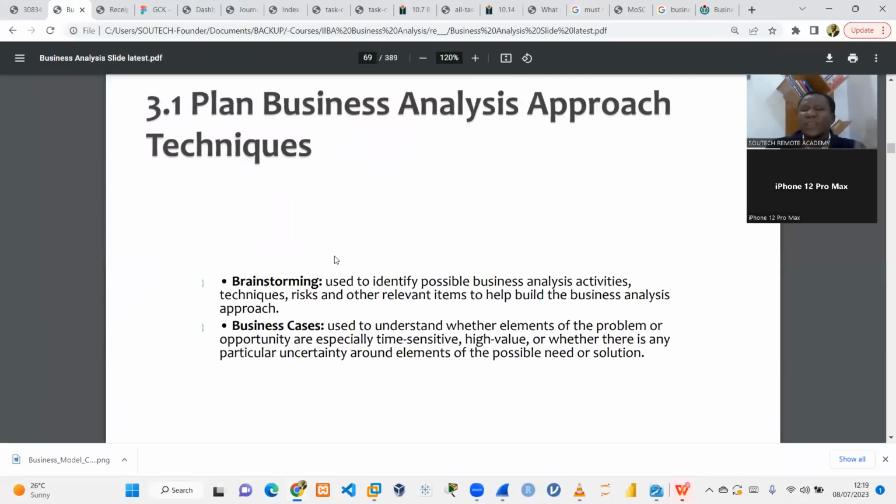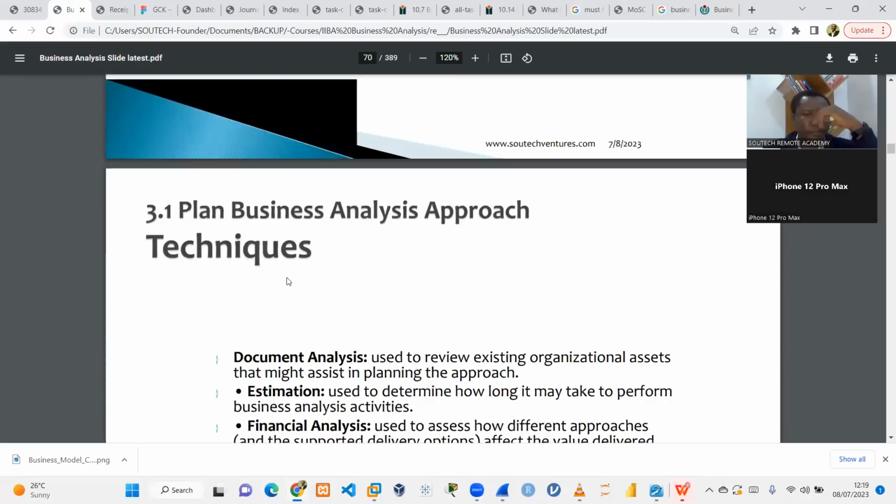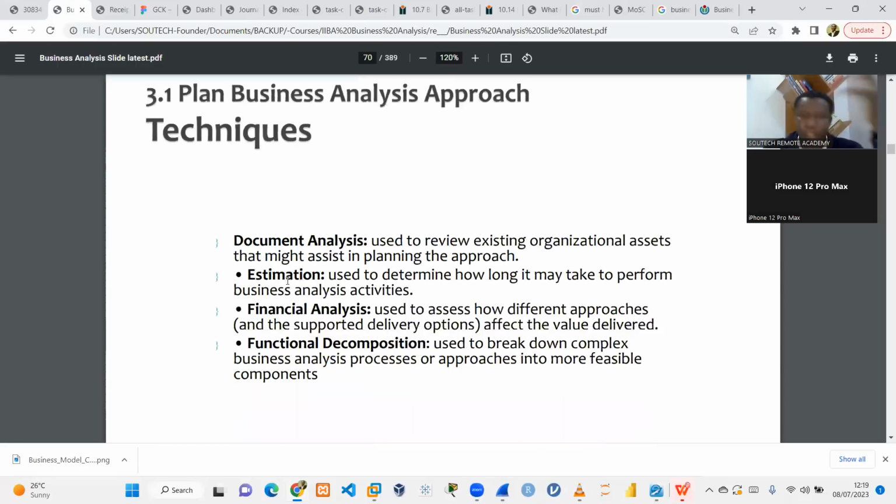So you see that there are several techniques. You need to start familiarizing yourself with the techniques, because in all of the knowledge areas and the tasks you are going to be doing, you are going to be doing those with techniques. So estimation, financial analysis, functional decomposition. Functional decomposition has to do with breaking down that functional requirement that you have before.